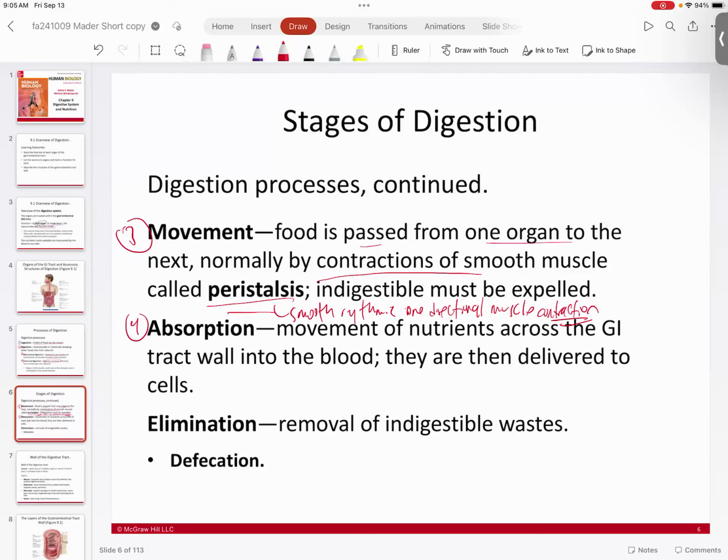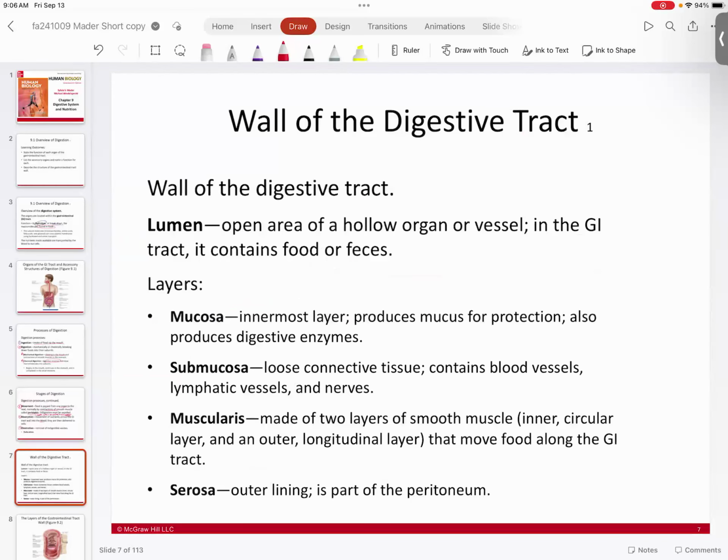And then, of course, we go to absorption. So we have to basically move the nutrients across the wall of the GI tract into the bloodstream, and then they'll be delivered to the cells. And then, of course, we have elimination, which is the removal of any of the undigestible stuff, in the process of defecation, that's basically getting rid of your feces.